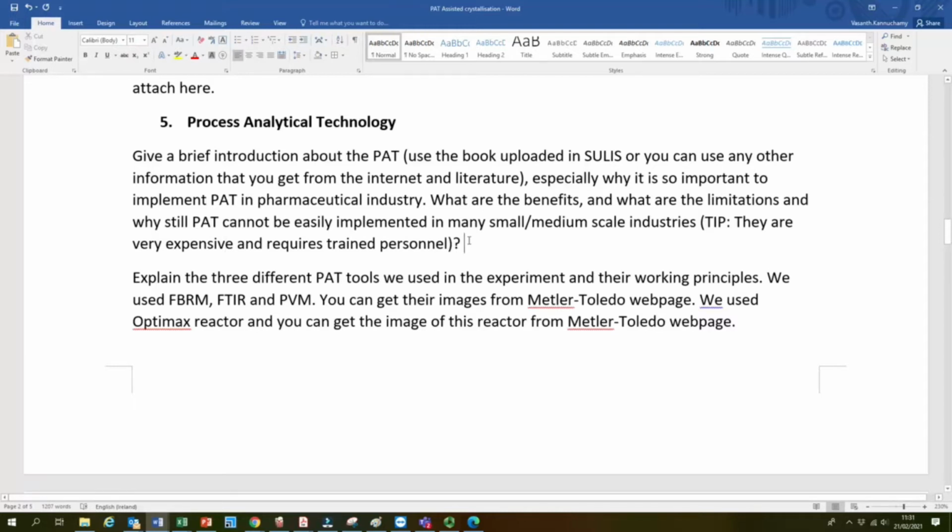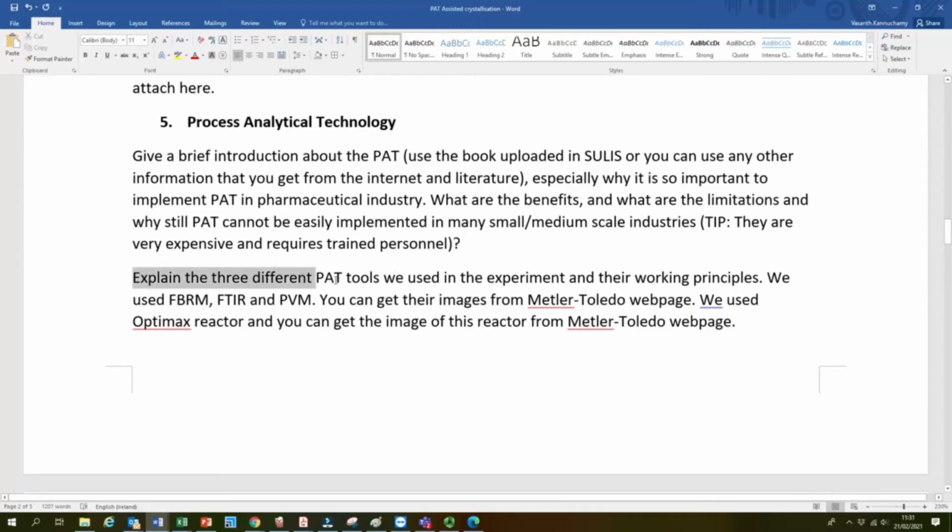At least you know how it works, how to open the software, how to perform and design an experiment in iControl software, how to control the system, how to monitor the process parameters like your concentration and also your temperature, agitation speed, everything online using a graphical user interface. So that level of knowledge is more than enough for this module.